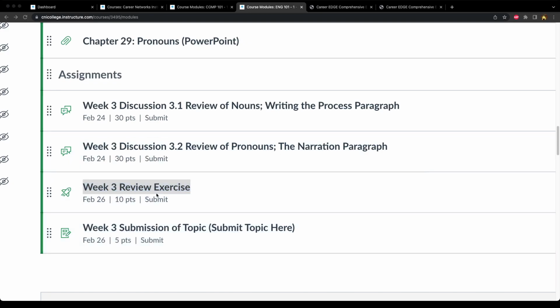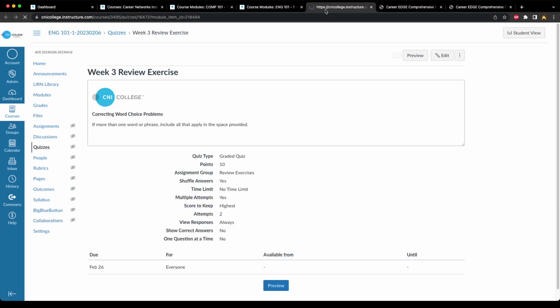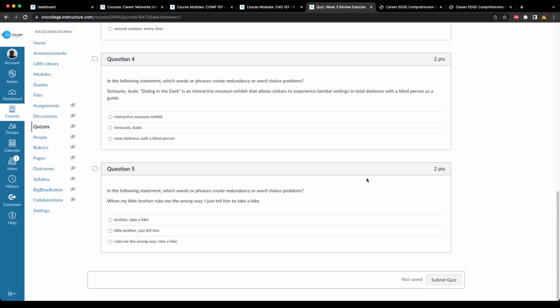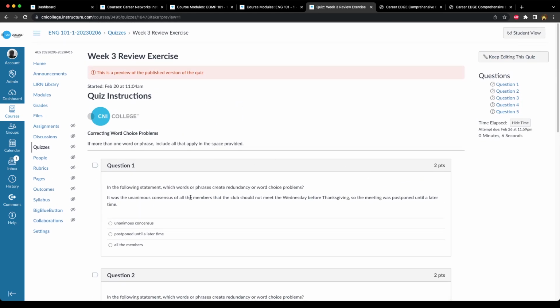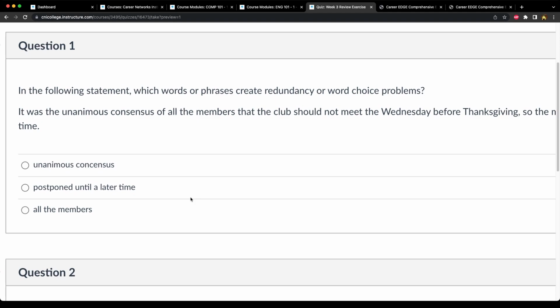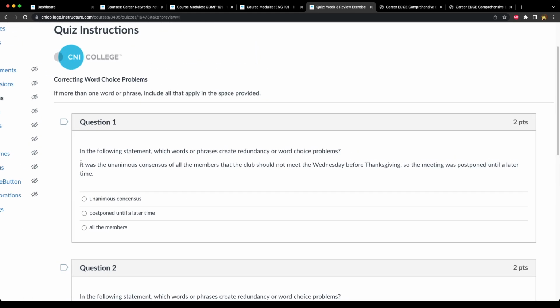Let's go over the review of exercises here. So for this one, just like what we've seen before, we have 5 questions. All you're going to do is as it states: in the following statement, which words or phrases create redundancy or word choice problems? And this is the same for all 5 questions. You're going to be reading the sentence that is provided to you, and from here, you're going to choose which words or phrases create redundancy or repetitiveness, or a weird word choice problem, something that we don't want within our writing.